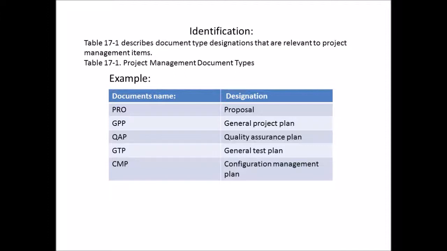PRO should be read as PRO, then it will be proposal. The next is GPP. GPP stands for General Project Plan. Another one is QAP. QAP is Quality Assurance Plan. The last two are GTP. GTP is defined as General Test Plan, and the last one is CPT. I'm sure everybody knows what CPT is, because CPT is a configuration management plan.